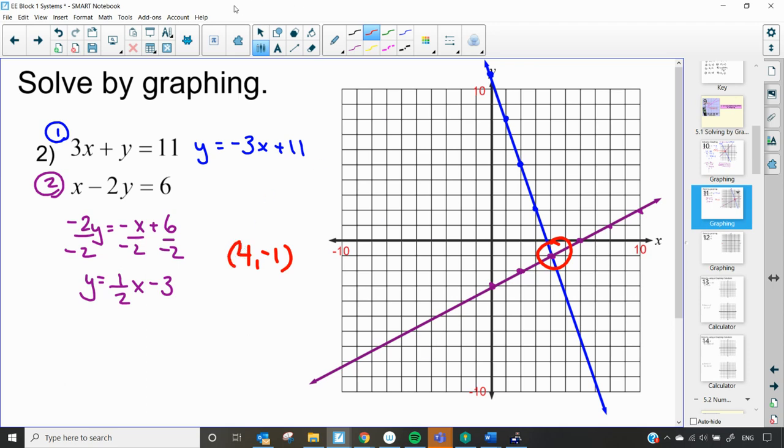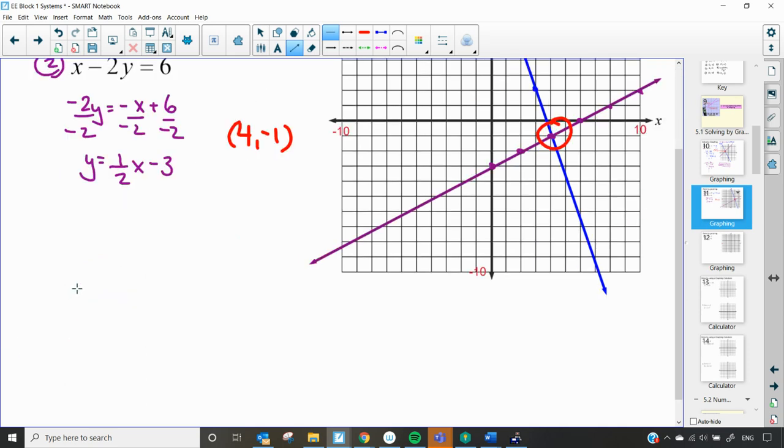Again, in order to verify that this is accurate, we need to create our left side, right side charts. So we're going to have a left side, right side for the first equation, and a left side, right side for the second equation.